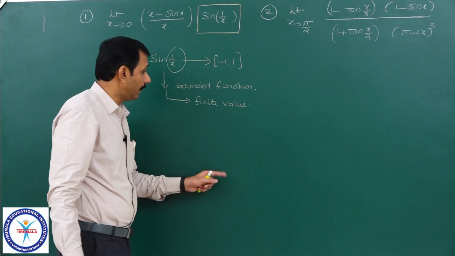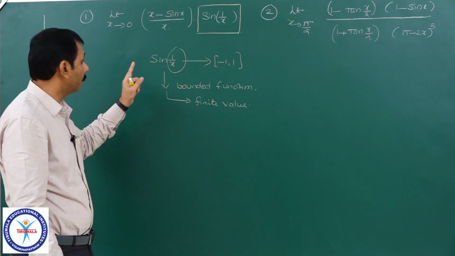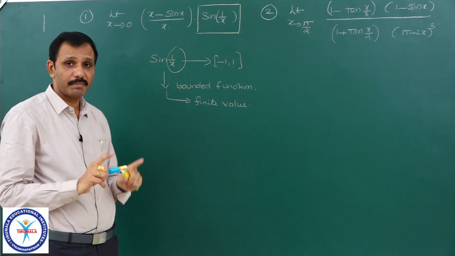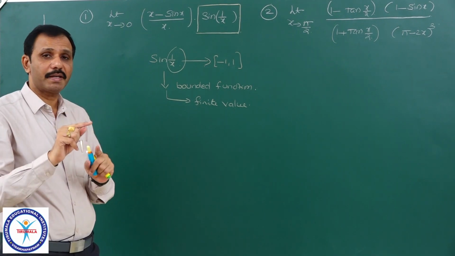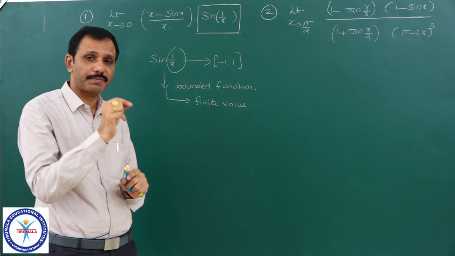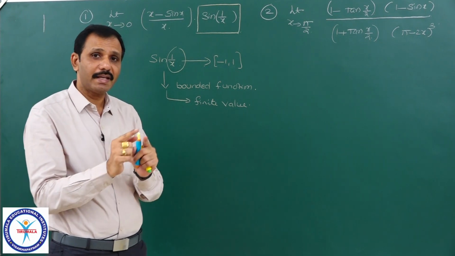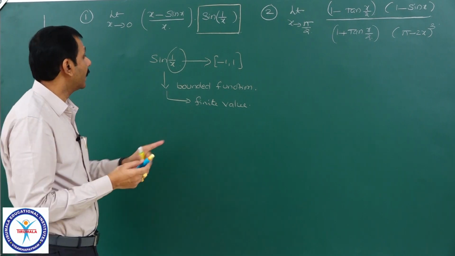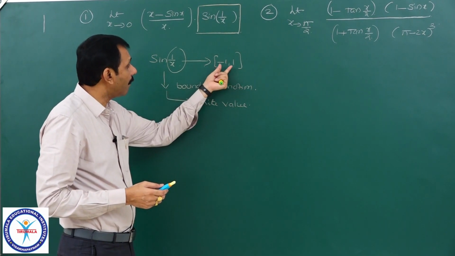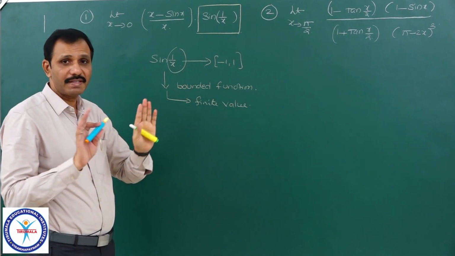In coming lectures or coming problems also, whenever this sin 1 by x comes, you observe, because sine of 1 by x, whatever value you substitute for x, the range of sine is between minus 1 to 1, so it is a bounded function and the value of this function is always finite.